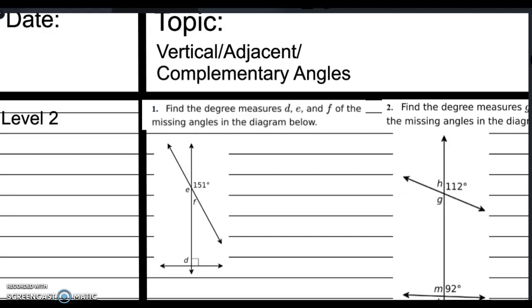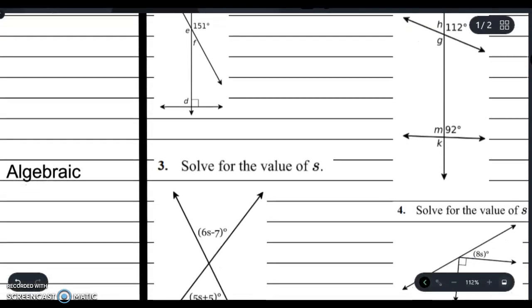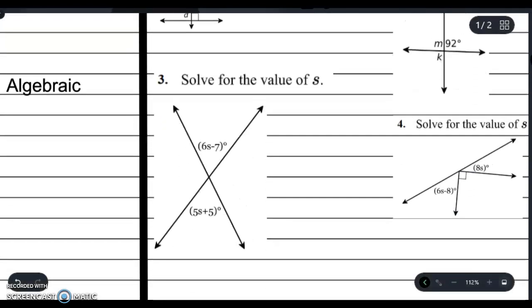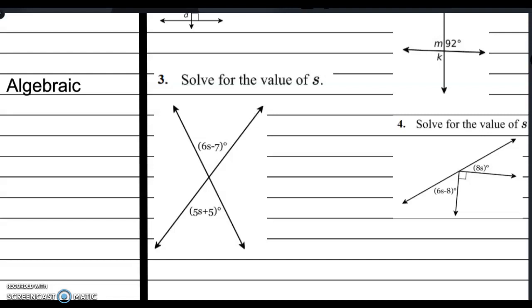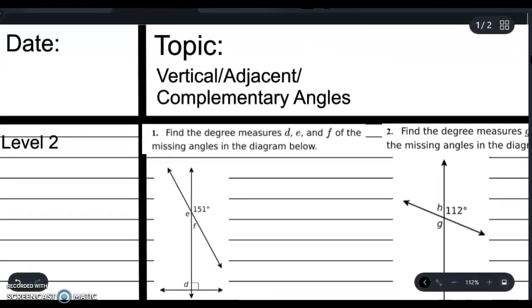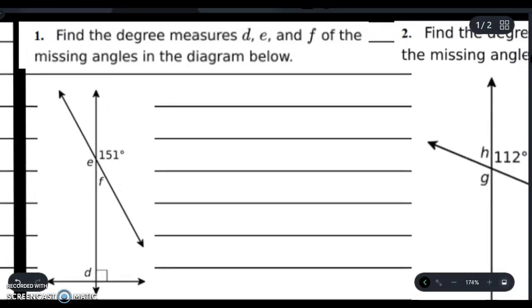Okay. Then we'll go into algebraic, where we're working with vertical angles and complementary angles and linear pairs, and trying to find just that variable value. Like in number 3 here, it says just find the value of s. Okay, don't have to plug it back in, just need to find the value of s. So let's take a look at some of those. We'll zoom in and do number 1 here.